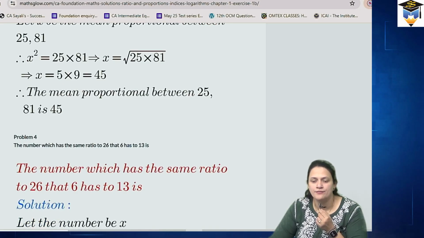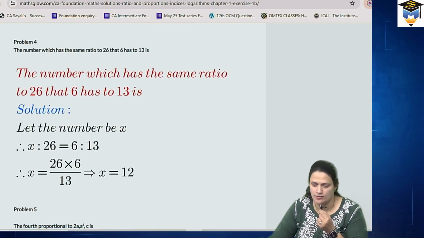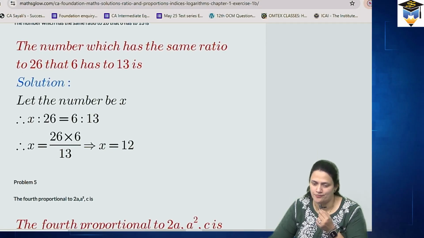Fourth answer, the number which has the same ratio to 26, that 6 has to 13. So 6 upon 13 is equal to dash upon 26. 12 is the correct answer. Good. So option, none of these. None of these is the correct option.